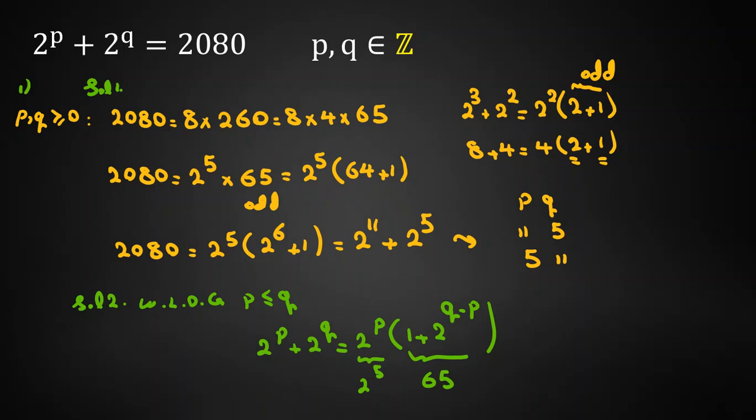Okay? So in this case also, we conclude p is 5, q minus p is 2 to the 6, 64, so q minus p is 6. So q is 5 plus 6, which is 11. And we can switch, as first we said without loss of generality, p less than or equal to q. Okay, so it was the first case, p, q greater than or equal to 0.